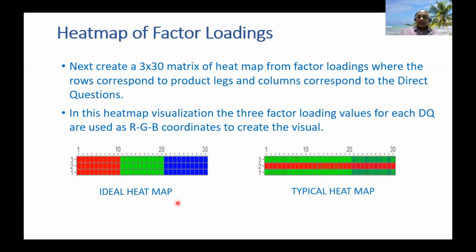But a typical heat map using the traditional naive factor analysis will look like the picture on the right. That's where color maps are not vertical columns of the same color, and there is color bleeding. Sometimes the color map is horizontal and also quite confusing. This shows that the same DQs of all products are not necessarily loaded into the same factor.